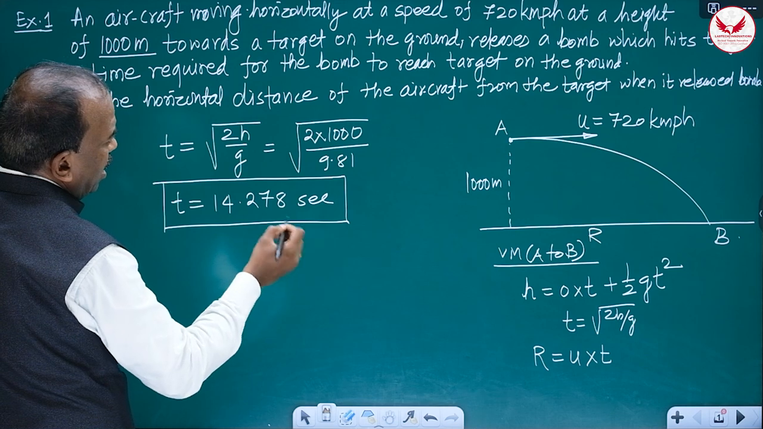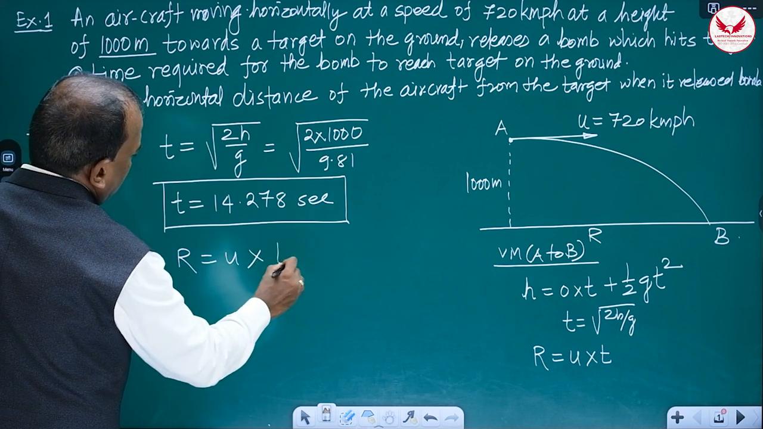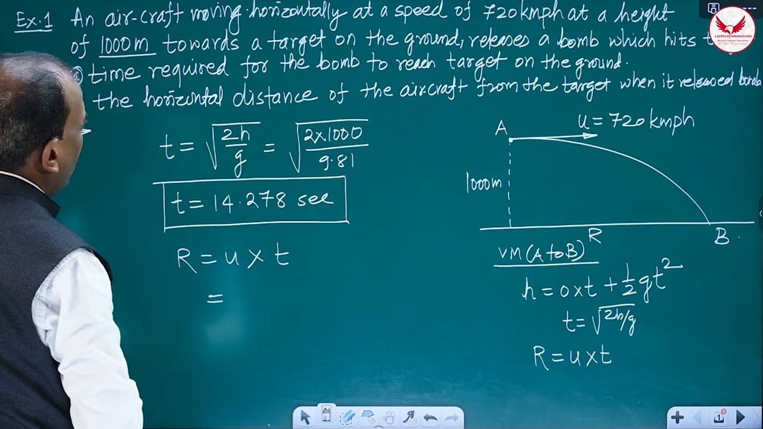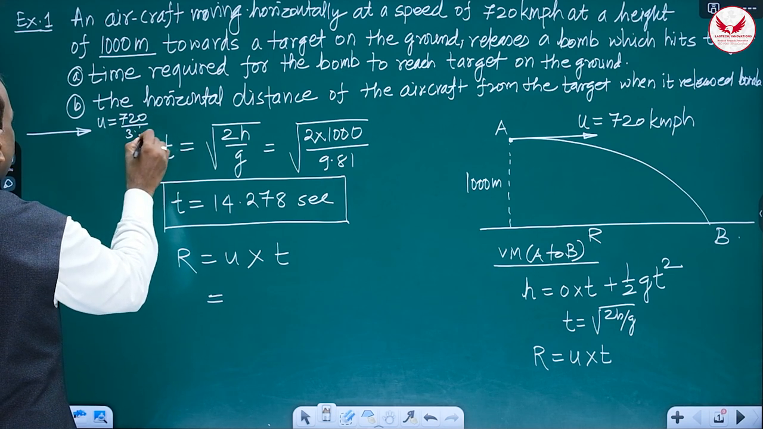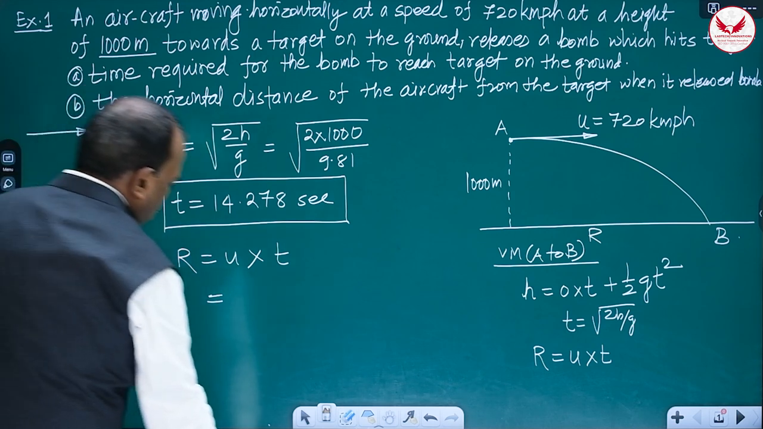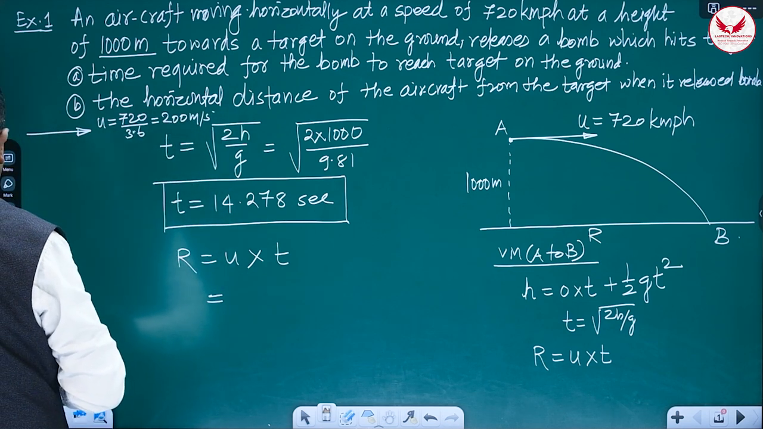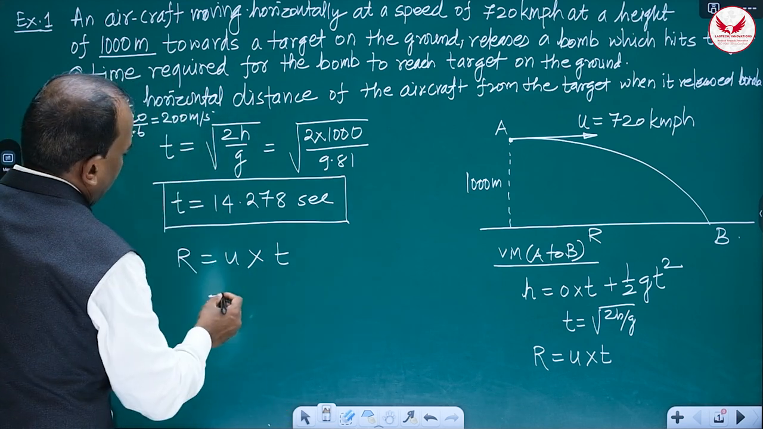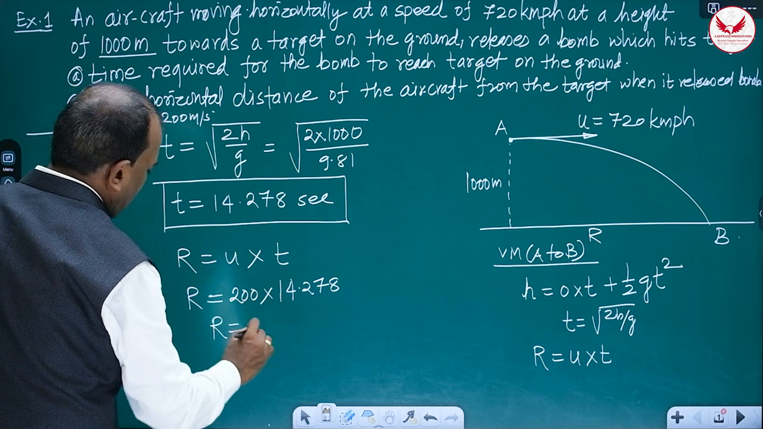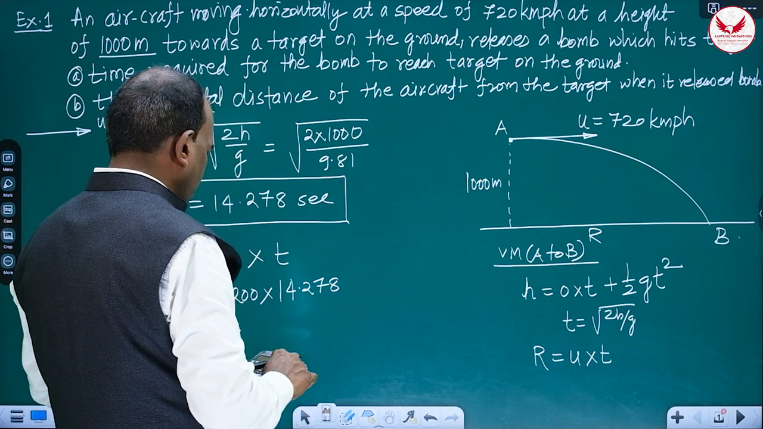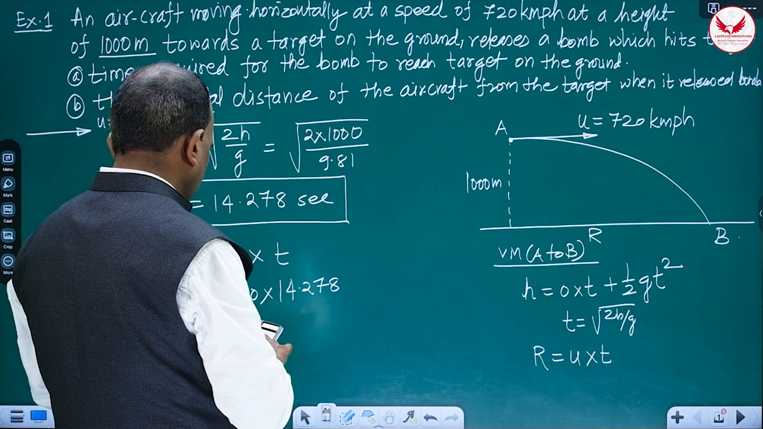And the horizontal distance of the aircraft from the target when it released the bomb, meaning this distance, the range, we have to calculate. Range is u into t. Here u is 720, actually kilometers per hour, so in terms of meters per second, u is 720 by 3.6, which is 200 meters per second. Then the range R is going to be 200 into 14.278.